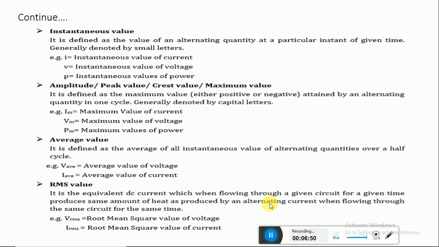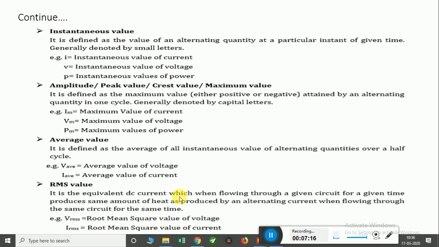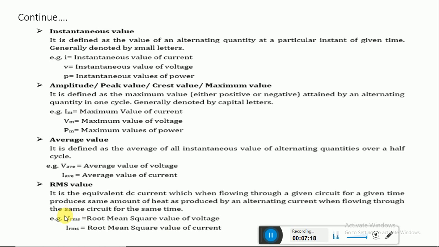Means if we have a DC circuit and we are giving DC supply to that circuit, and whatever amount of heat is generated for that particular time and for that particular current, now if you want to generate the same heat in an AC circuit, then the value which is required to generate the same heat for that particular instant of time is called the RMS value of that AC quantity, means alternating quantity. So Vrms indicates the root mean square value of the voltage, and Irms indicates the root mean square value of the current.